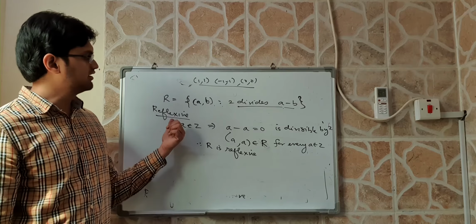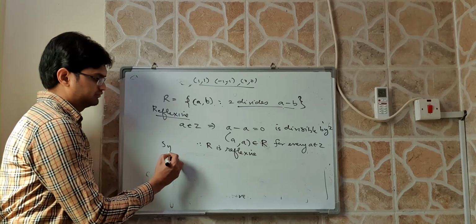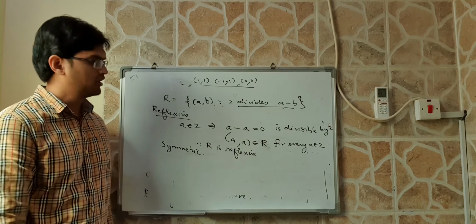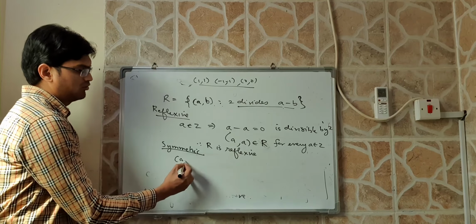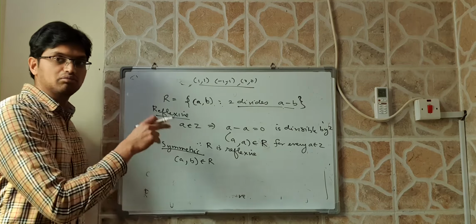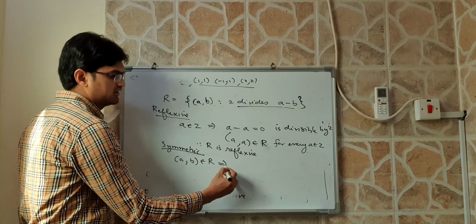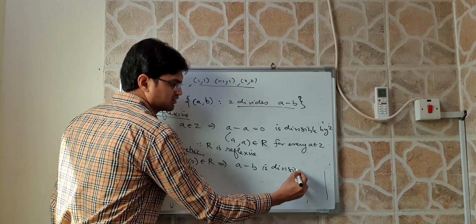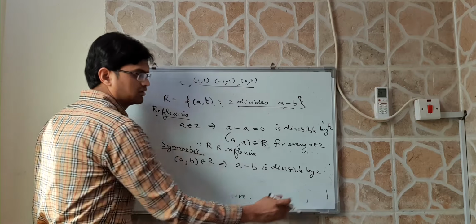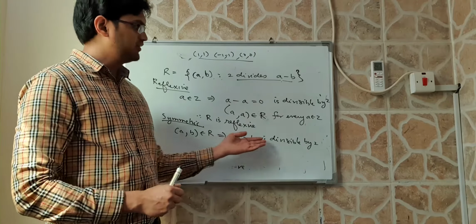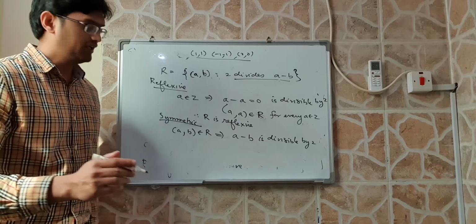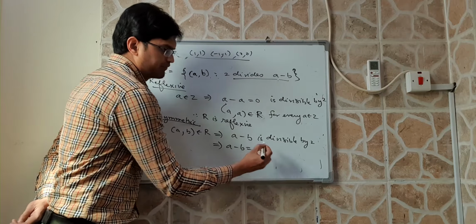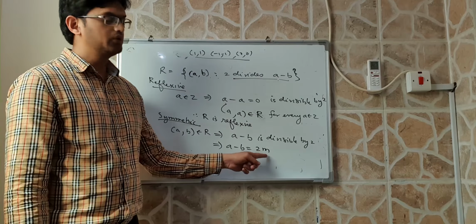How about R being symmetric? Suppose now I take (a, b) belongs to R. I have to start from R. This implies a minus b is divisible by 2. So a minus b is divisible by 2. That means a minus b is equal to 2m. Divisible means 2 into some number.